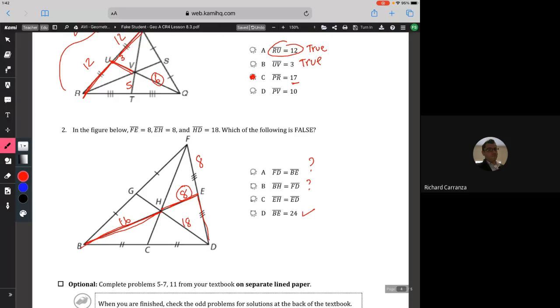So I know for sure it's not going to be that one because we're trying to look for something that's false. The other ones, we would have to do a little bit more math to actually figure it out. So I'm going to go ahead and start doing some of the math. I know if this is 18, this one should be 9. If this is 8, that's 8 as well. So now let's start going back. I'm looking at C. It says EH. So that's 8 is equal to ED, which is also 8. So that one is true.